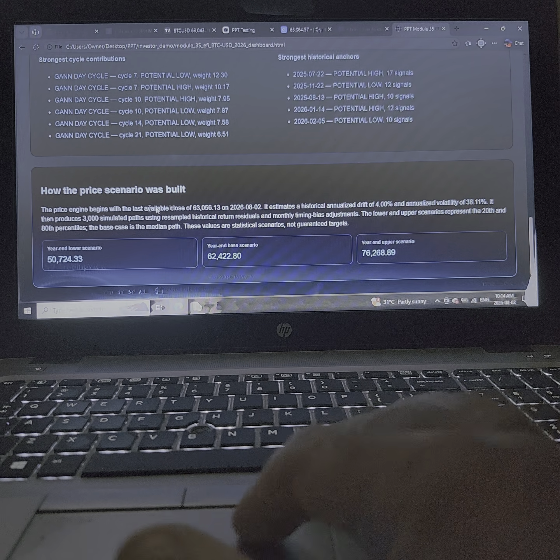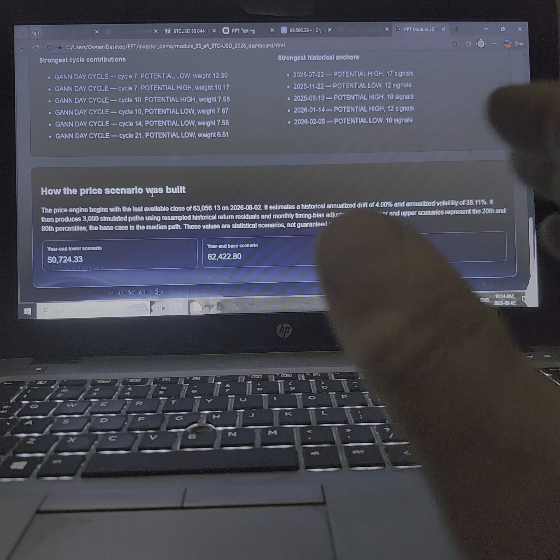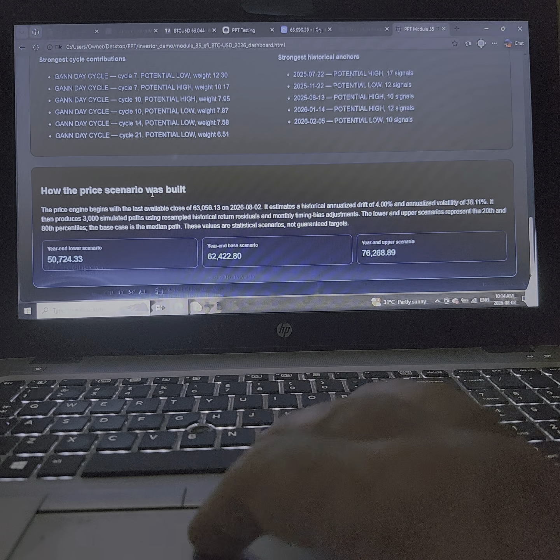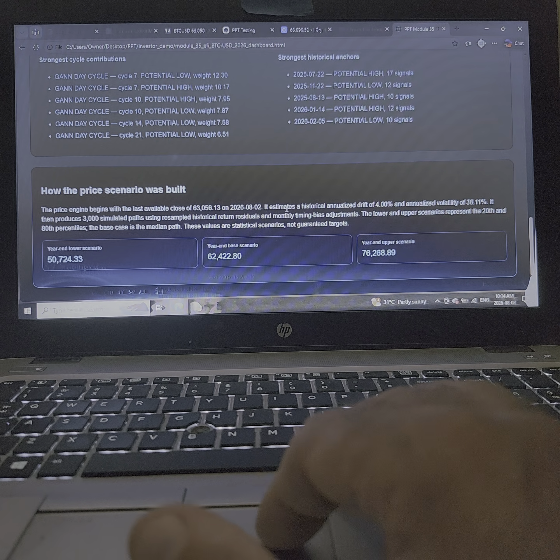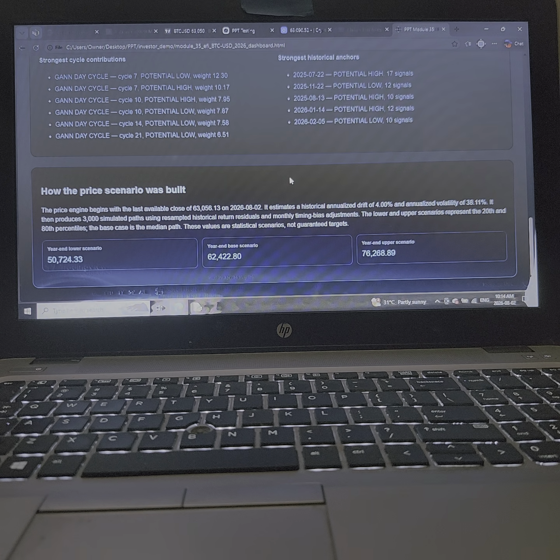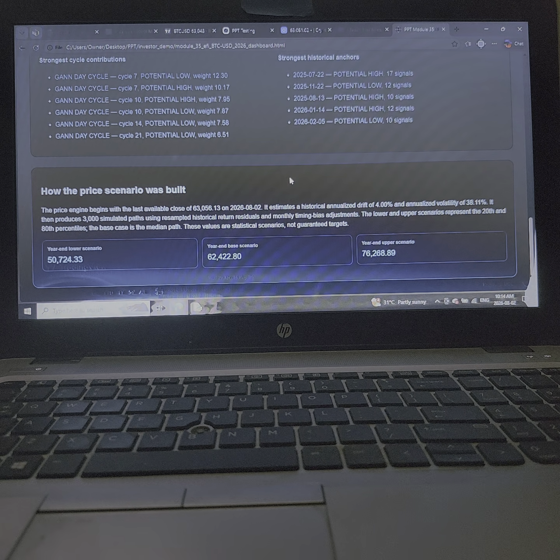So this price engine begins with the latest available closes at 63, and this is on the August 2nd time frame, and it estimates a historical annualized drift of 4% and an annualized volatility of 38%. It then produced 3,000 simulated paths using resampled historical return residuals and monthly timing bias adjustments. The lower and upper scenarios represent the 20th and 80th percentiles. The base case is the median path. These values are statistical scenarios and not guaranteed targets.